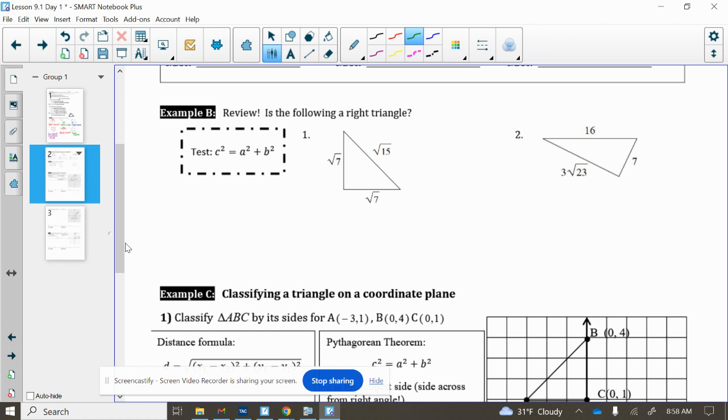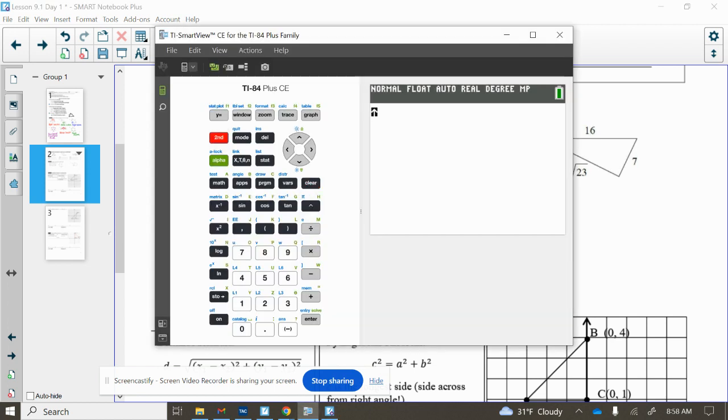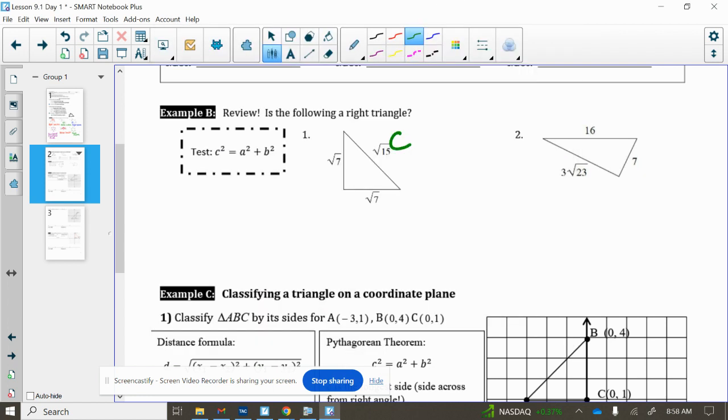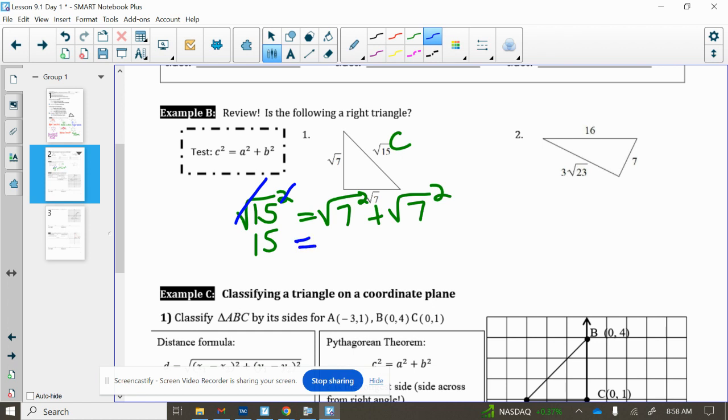Now notice in this first example, we have square root of 15 and square root of 7. If you're unsure which is bigger of the two, since these are exact answers, we see that the square root of 15 is going to be bigger than the square root of 7. So we're going to make square root of 15 our c value, and we are going to check whether c squared equals a squared plus b squared. Reminder, whenever we square a square root, they undo each other. So that just becomes 15, and then we have 7 plus 7, which is only 14. Since these do not equal each other, this is not going to be a right triangle.